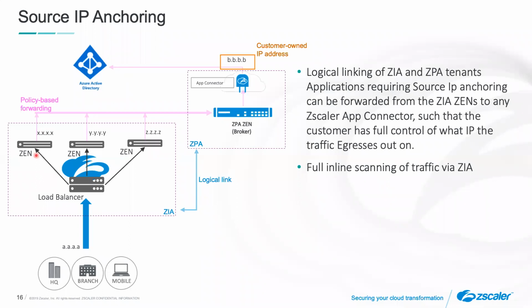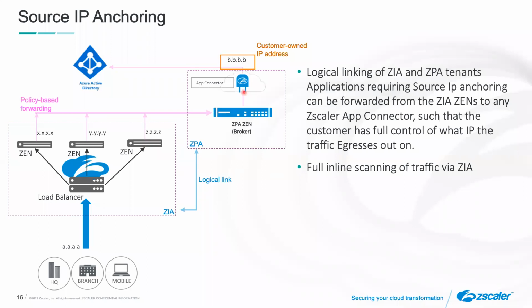And what that would basically do is that the Zen won't directly forward that traffic to the internet. It would actually forward that traffic to the ZPA cloud, which basically means that it will forward the traffic to the ZPA Zen. And what the ZPA Zen in turn would do is that it would identify that, okay, this traffic is coming from the ZIA tenant of this customer, so I need to forward this traffic to the ZPA connector of this customer.